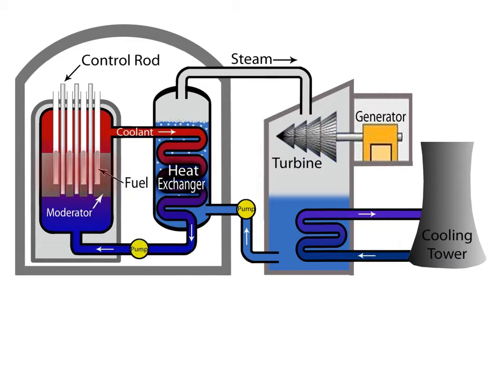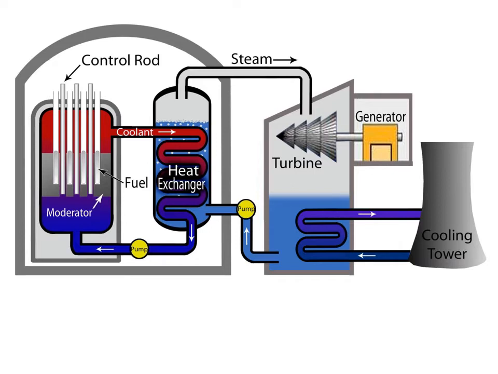Now let's talk about the reaction taking place inside the reactor. A uranium-235 atom is hit with a slow-moving neutron. Each uranium-235 atom that is hit will break apart, producing 2 smaller elements, 3 new neutrons, and a lot of heat energy.